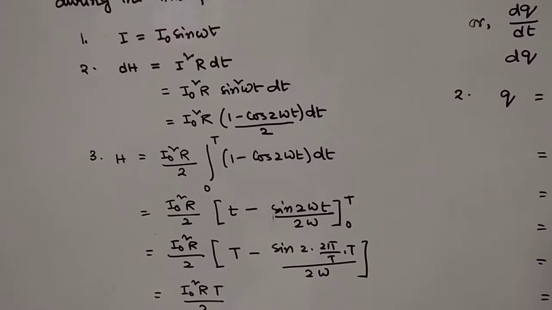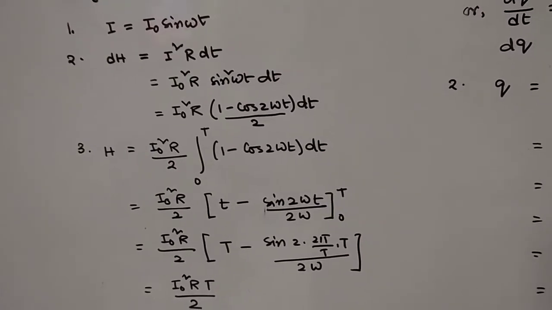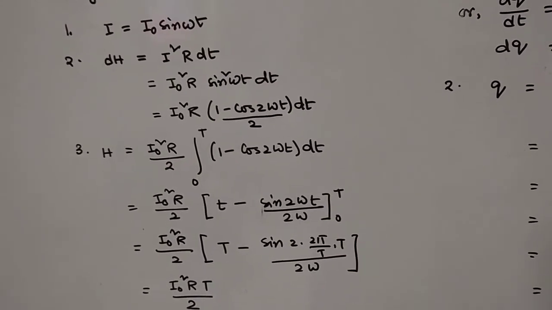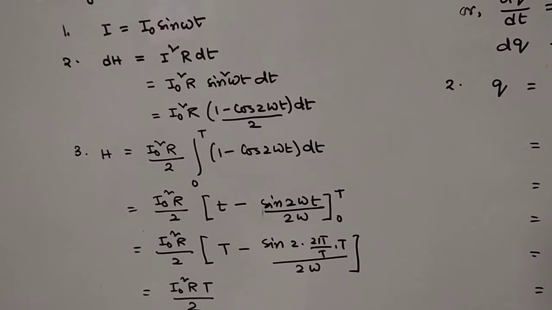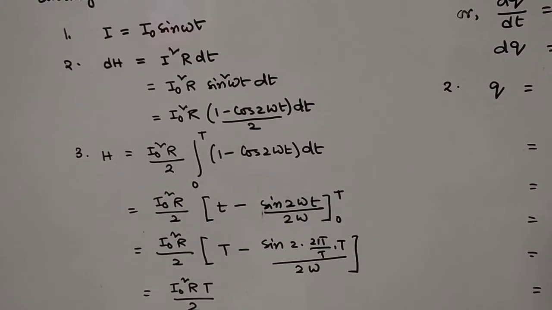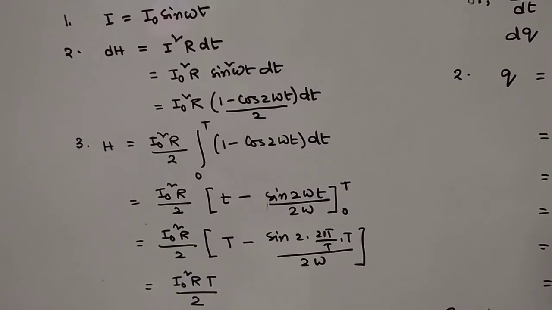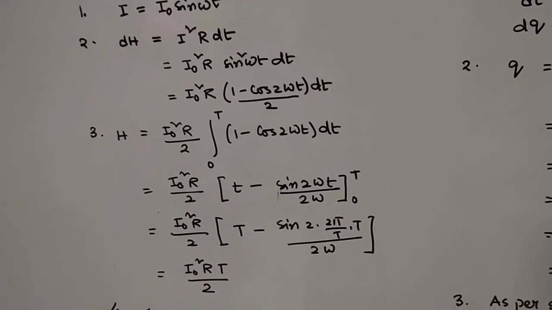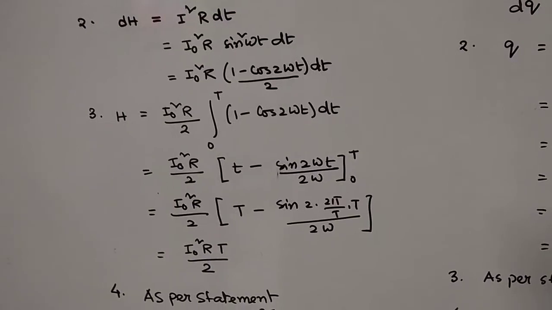So if you substitute the lower limit, it goes to 0. So that's why we are substituting only the upper limit value, that is T minus sin of omega, which is 2 pi by T, into capital T. So T by T goes off, sin 4 pi by 2 omega, and sin 4 pi is 0. So what is left? I naught square R capital T by 2.